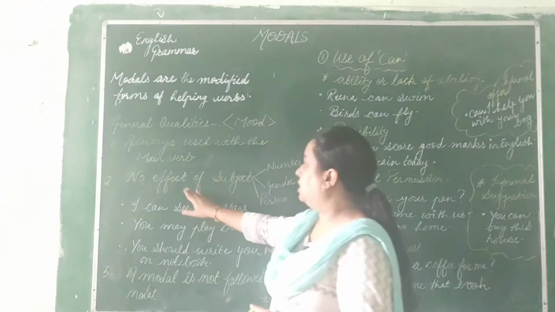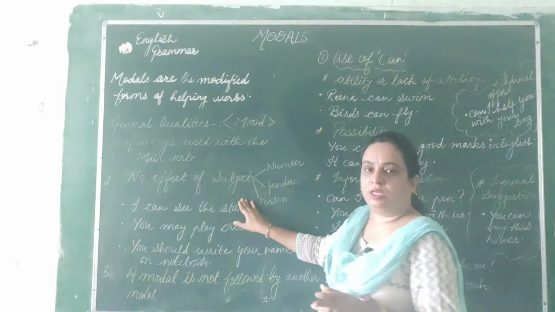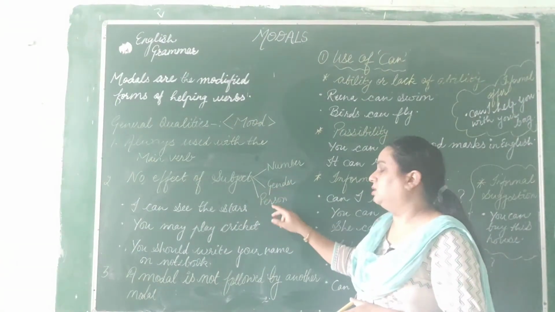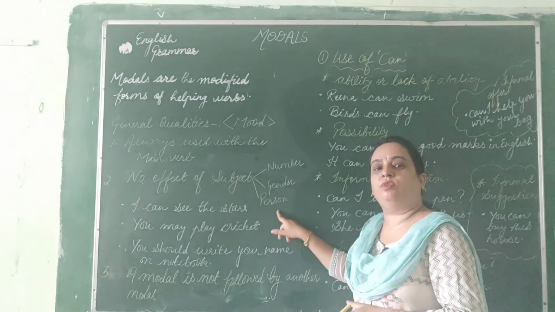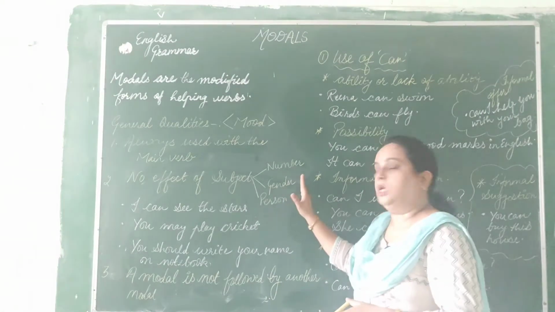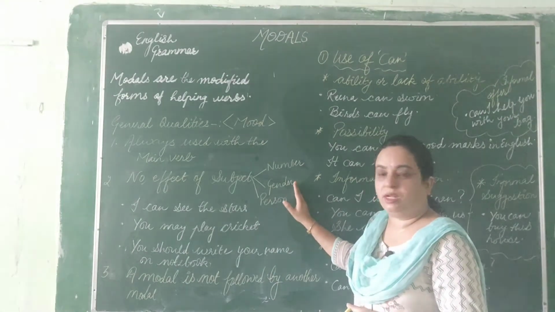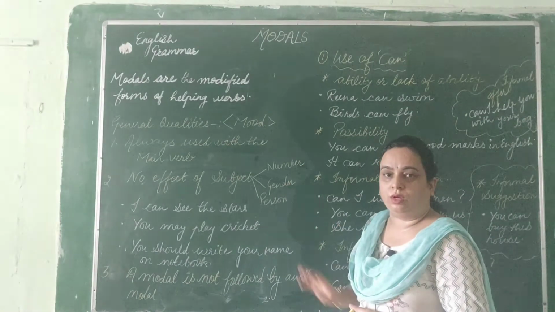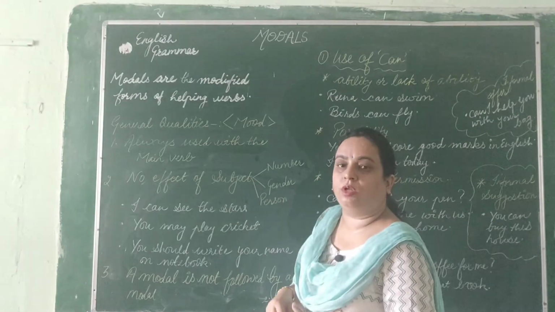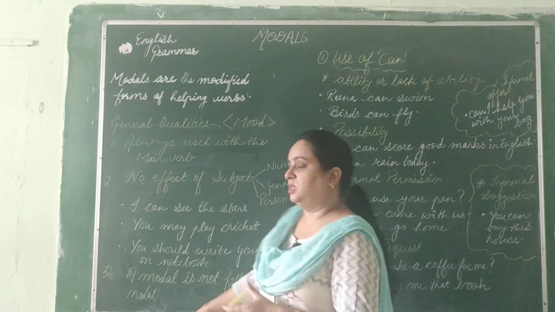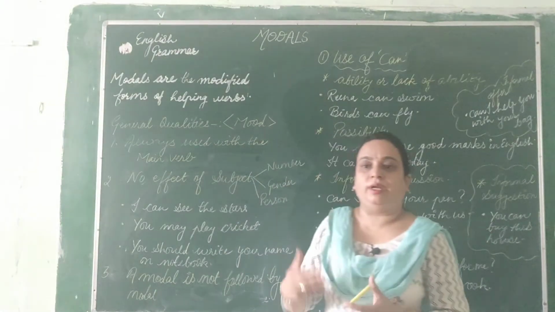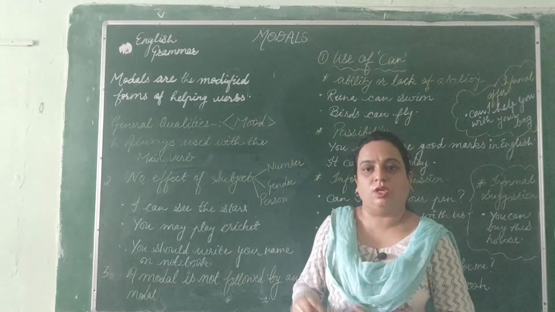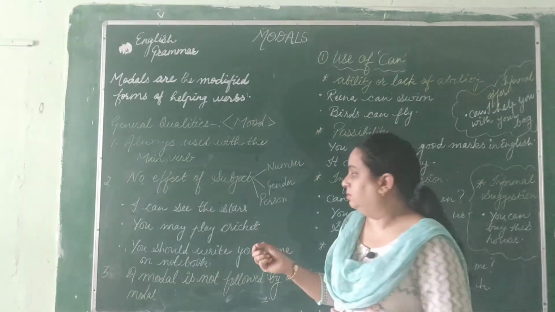Second thing is, there is no effect of the subject on modals, right? Like with numbers, genders and persons, it can be used with first person, second person, third person, gender also, masculine and feminine, and when we talk about the numbers, that may be singular and plural. So there is no effect of that on the modal. Unlike in tenses, where when we have different subjects we have to use different verbs, that is not there.